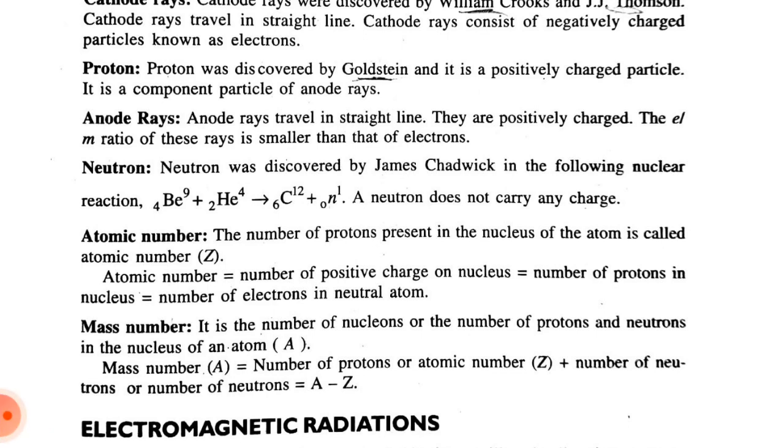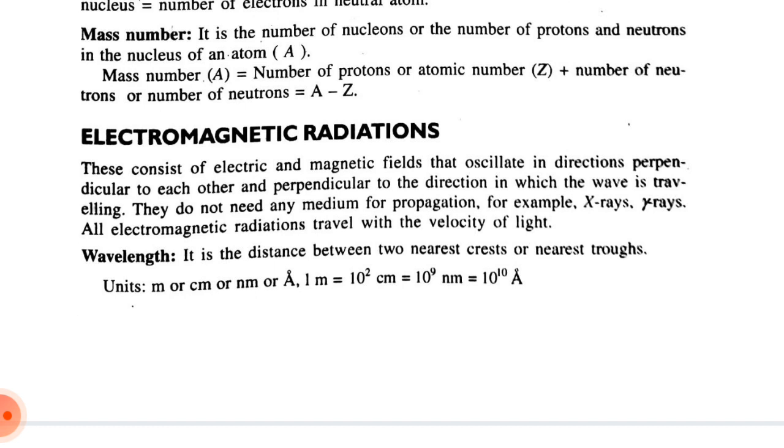Mass number. It is the number of nucleons, or the number of protons and neutrons, in the nucleus of an atom, A. Mass number A is equal to the number of protons, or atomic number Z, plus the number of neutrons. So the number of neutrons is equal to A minus Z.